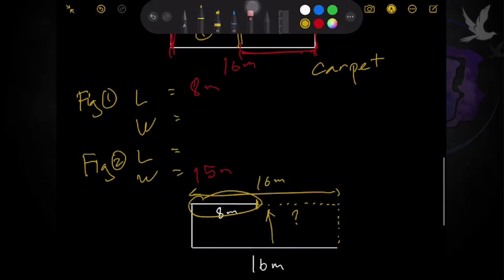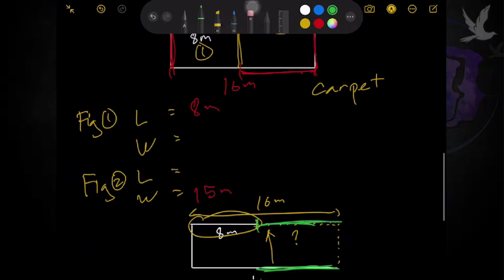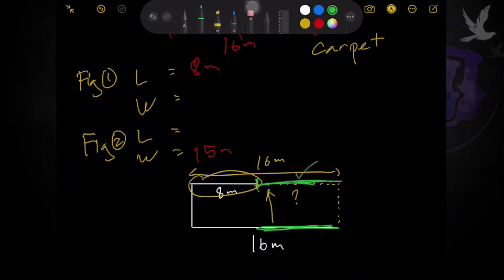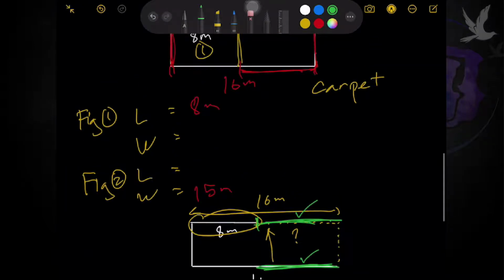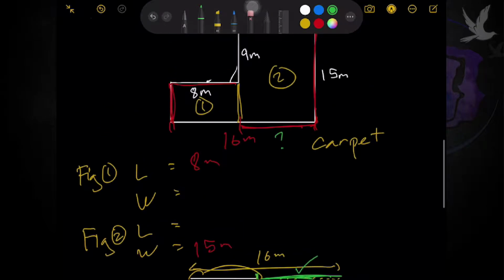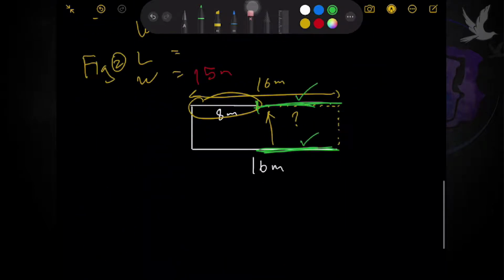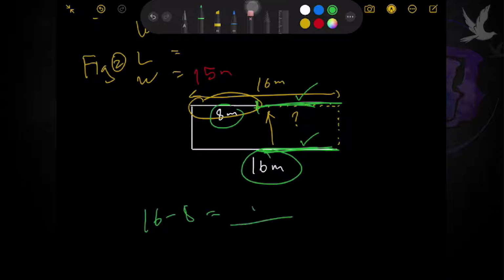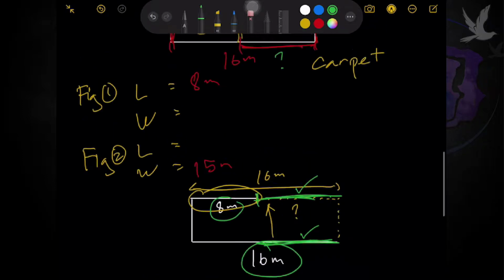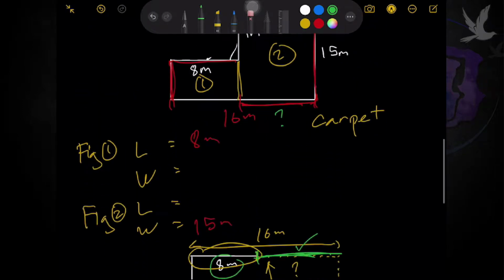So, yan yung hinahanap natin dito. This closed part here is the same as this part over here. So, if you'll be able to get this part here, this is the same exact thing here, which is what we're solving for sa original figure natin. So, again, the total is 16. Part of it is 8. So, that's 16 minus 8, which will give you the answer para sa ating length for figure 2.